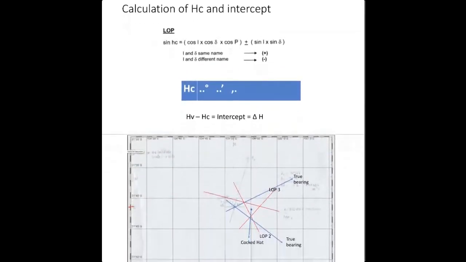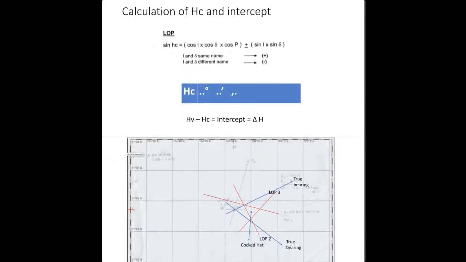Okay, welcome to this second recording regarding the intercept method. I told you last time that the intercept method is all about comparing your true altitude and your calculated altitude of a celestial body. If you determine the difference between the two of them, you get delta H, and delta H is your intercept. Okay, HC is calculated via this formula here.